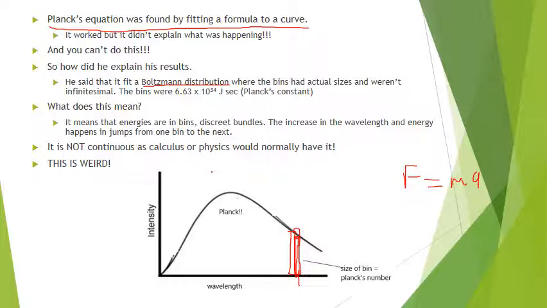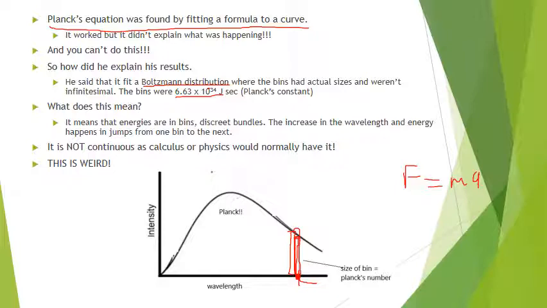Now, from his work, he found out that the sizes of the bins, this length here, the width of the bins, had a very distinct number: 6.63 times 10 to the minus 34th. That should be joules times seconds, and it's called Planck's constant. It's so small, but it's not infinitesimal.